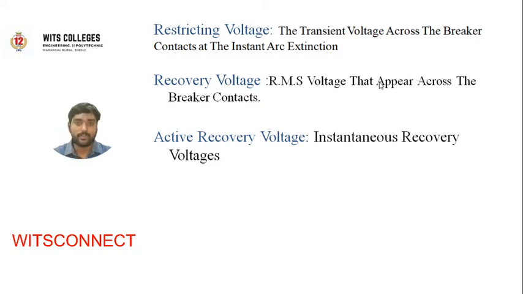Next one is the recovery voltage. Here the recovery voltage is nothing but the RMS value of voltage. What is the RMS value of voltage? Here we write Vm by root 2, that is, 0.707 times the peak value.